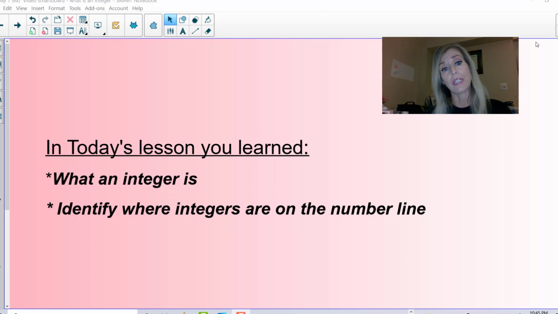So to wrap up, in today's lesson, you learned what an integer is and being able to identify where integers are on the number line, as well as some examples.